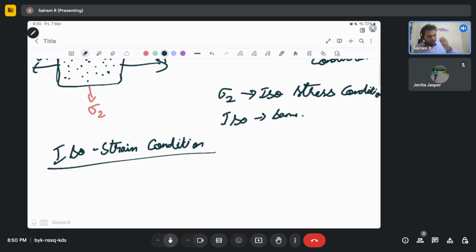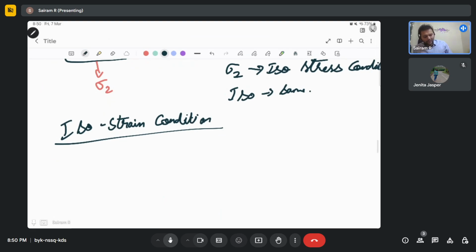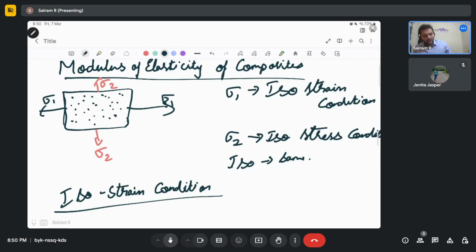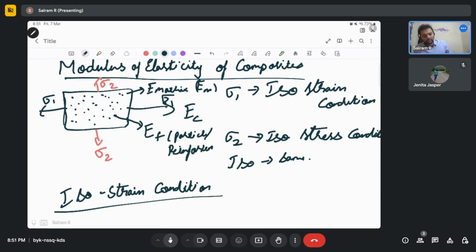What is the actual condition for isostrain? As we see here, isostrain. We need to find the elastic modulus of the composite, and we have two things. We have the elastic modulus of the material of the matrix, EM, and the reinforcement, EF, particle or fiber reinforcement.